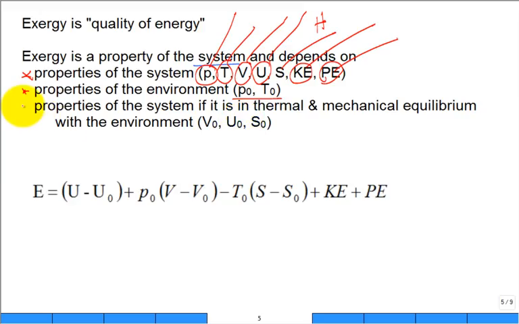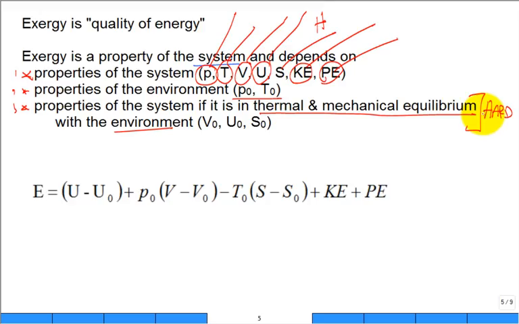And it's also, so it's like 1, 2, 3, get those concepts down. For 3, it's a property of the system if it is in thermal and mechanical equilibrium with the environment. That is the hard part right there. What do you mean, Professor? I remember we take the system from its current state. We say, how much exergy do you have?